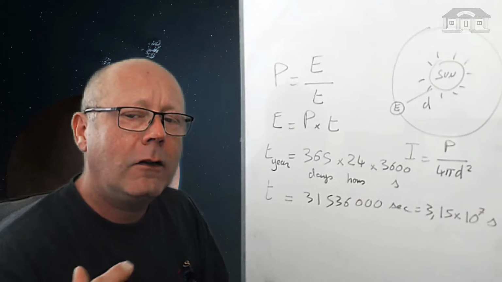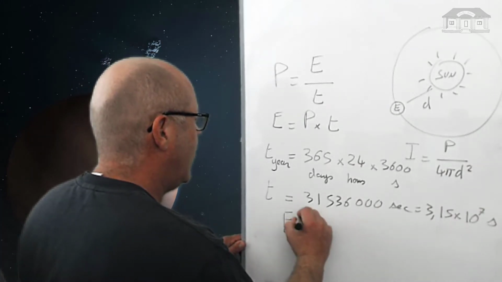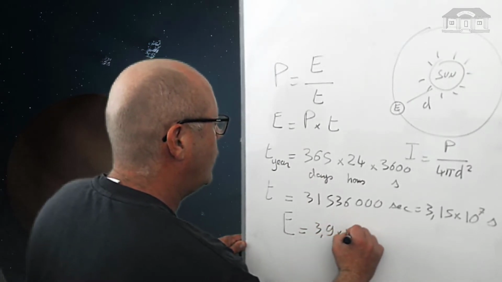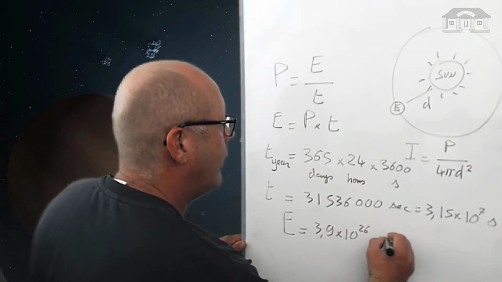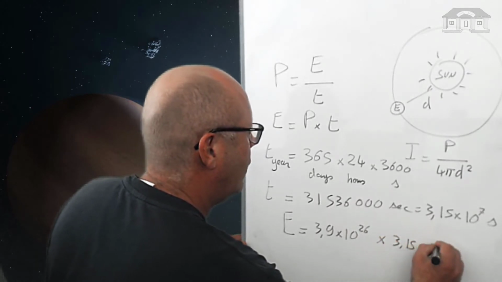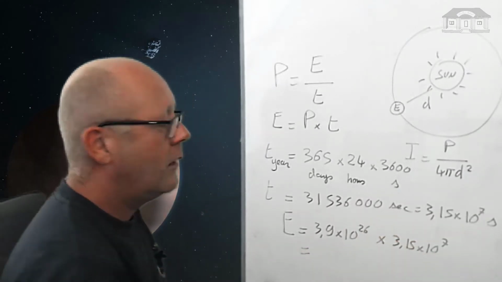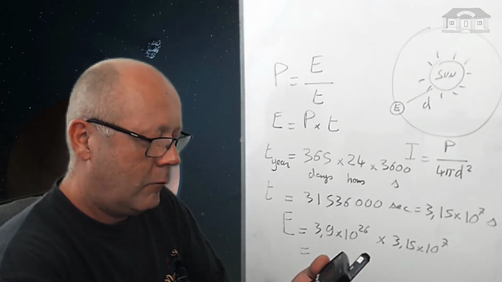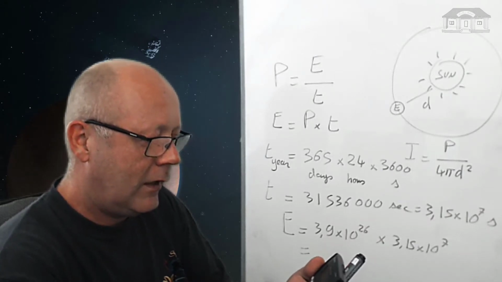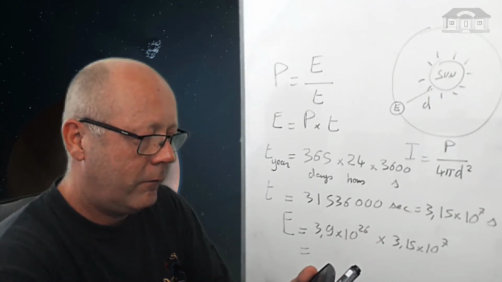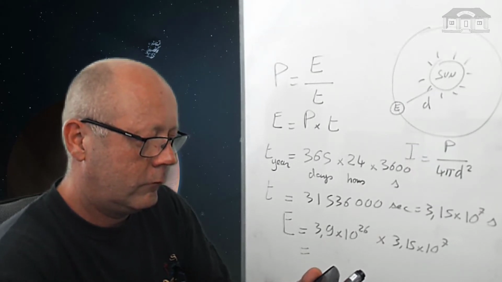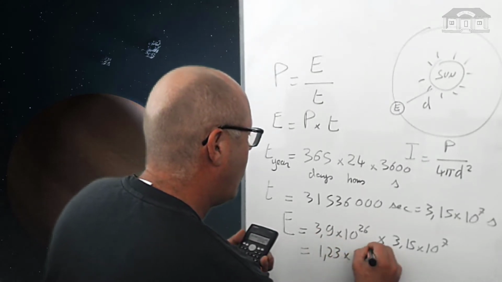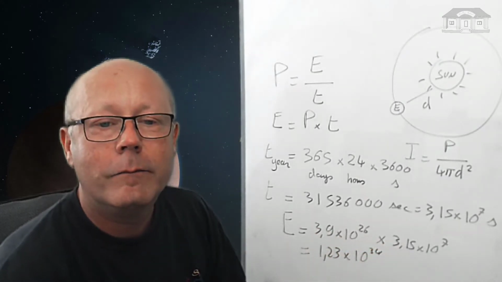So my energy emitted in a year by the sun will be the power, which is 3.9 by 10 to the 26, multiplied by 3.15 by 10 to the 7. If I calculate this with my calculator, I get 3.9 multiply 10 to the 26 by 3.15 10 to the 7. I find 1.23 by 10 to the 34, unit joules.